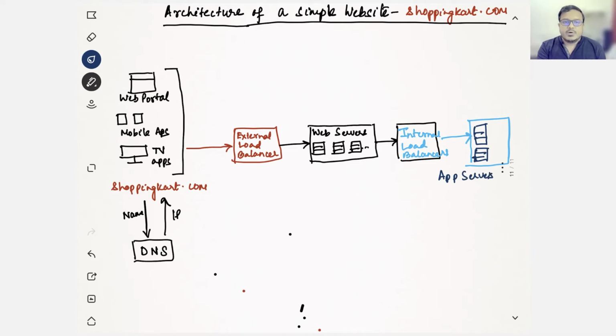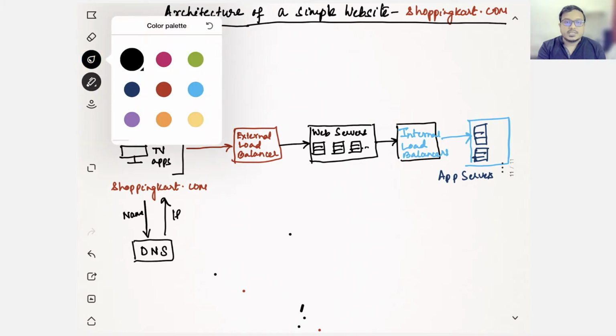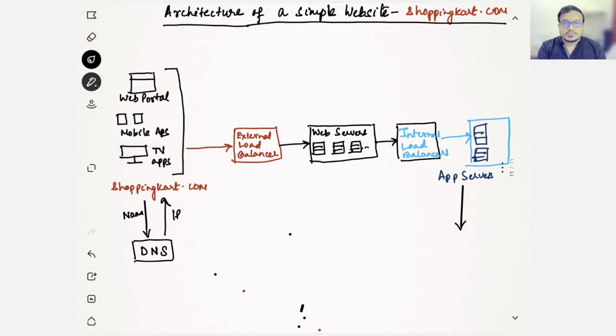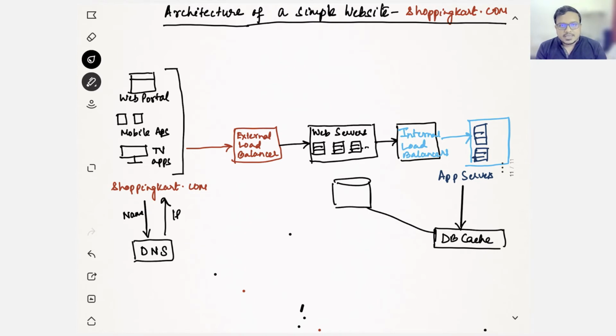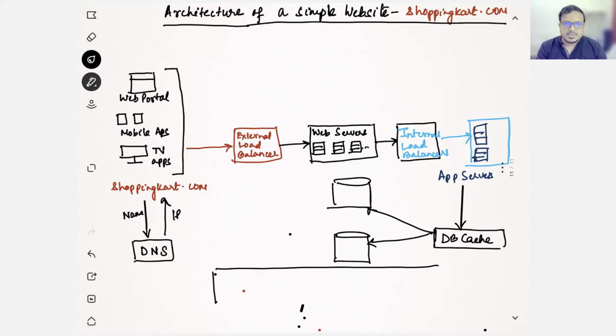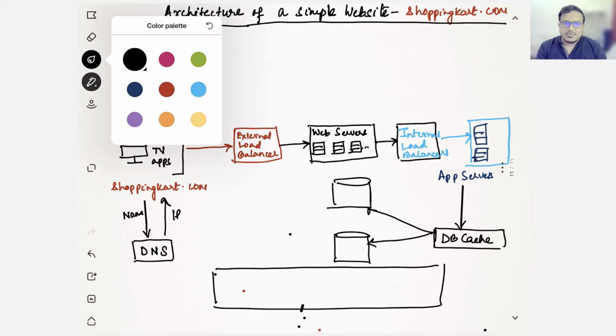And where does the data reside now? Because you have multiple application servers, you need somewhere to store your information. So you have database servers. Now, what kind of databases would you need for a shopping website? Depending upon the type of the data, again, you will have multiple kinds of database servers. For example, relational and non-relational databases. I'll come to that in a while.